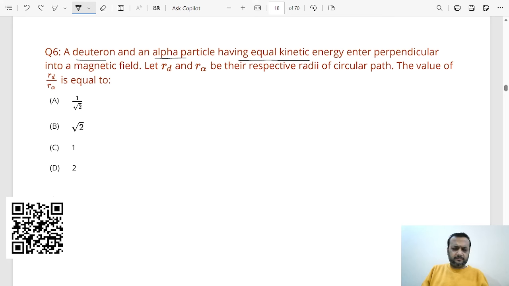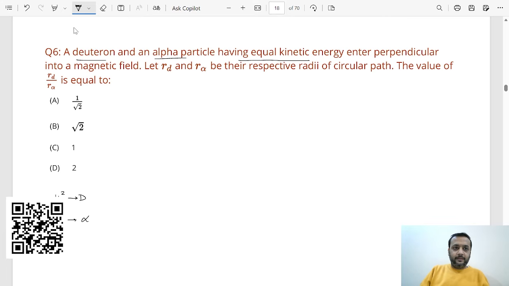Basically we have a deuteron and an alpha particle. Deuteron is an isotope of hydrogen, basically called heavy hydrogen, and you can write it as 1H2. Its atomic number is 1 but its mass number is 2. So this is the deuteron. And the alpha particle is the helium nucleus. Its atomic number is 2 but mass number is 4.